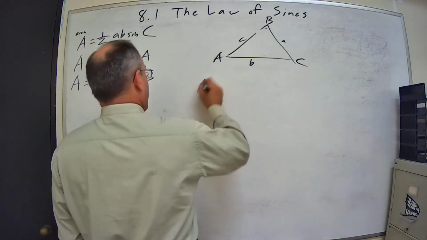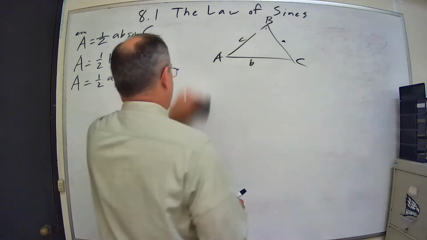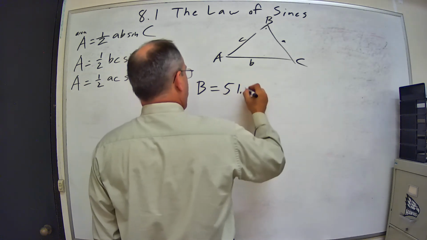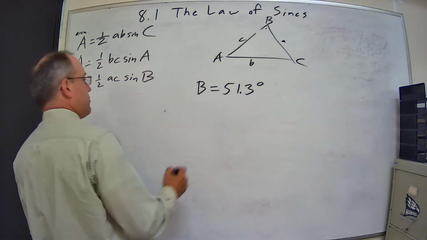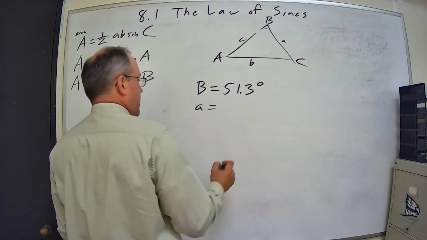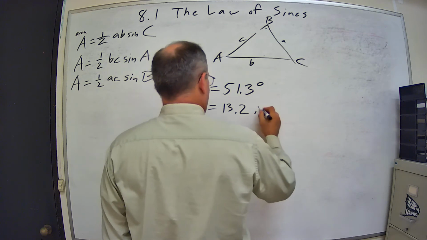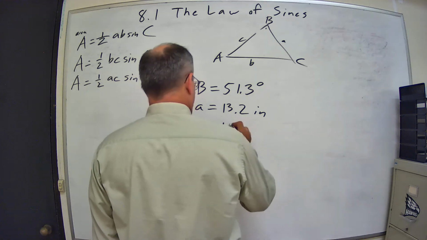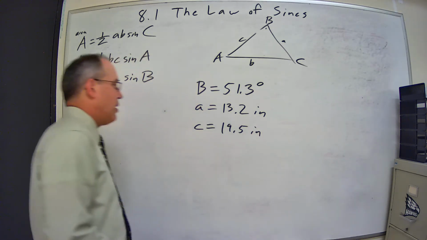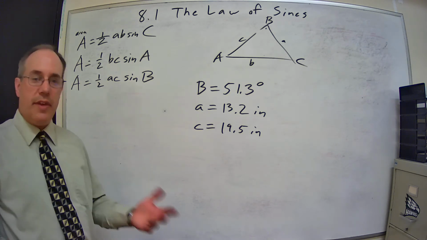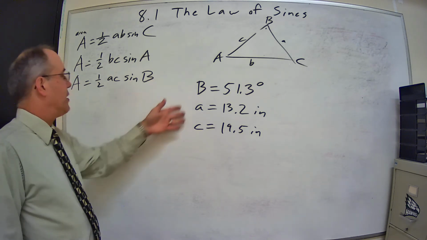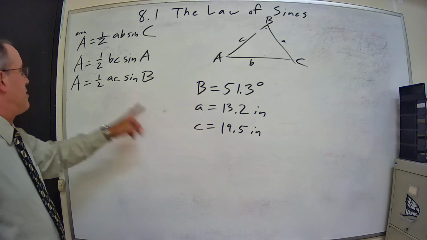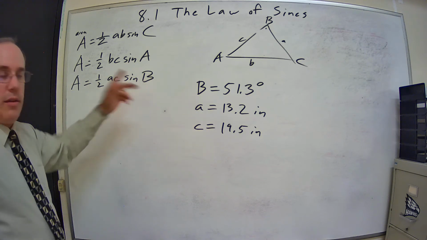So if I tell you that angle B is 51.3 degrees, that side A is 13.2 inches, and side C is 19.5 inches, and I want to find the area of this triangle, I can do that by simply plugging into one of these three formulas. We have sides A and C, and we have angle B. So we're just going to plug it in.